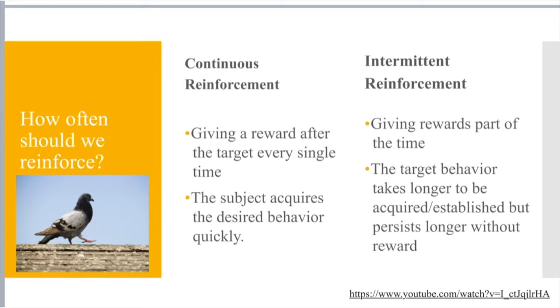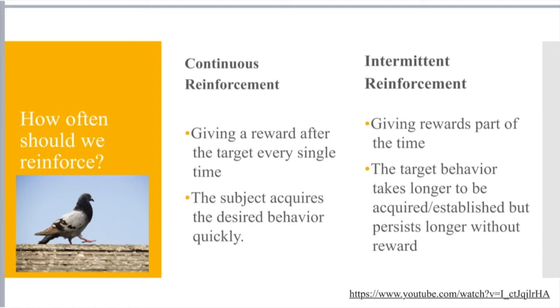So the two big picture ones are continuous and intermittent. Continuous means that you give a reward after the target every single time. So every time in that Skinner box, every time the rat hit the bar, the rat would be rewarded, right? The subject acquires the desired behavior very quickly.